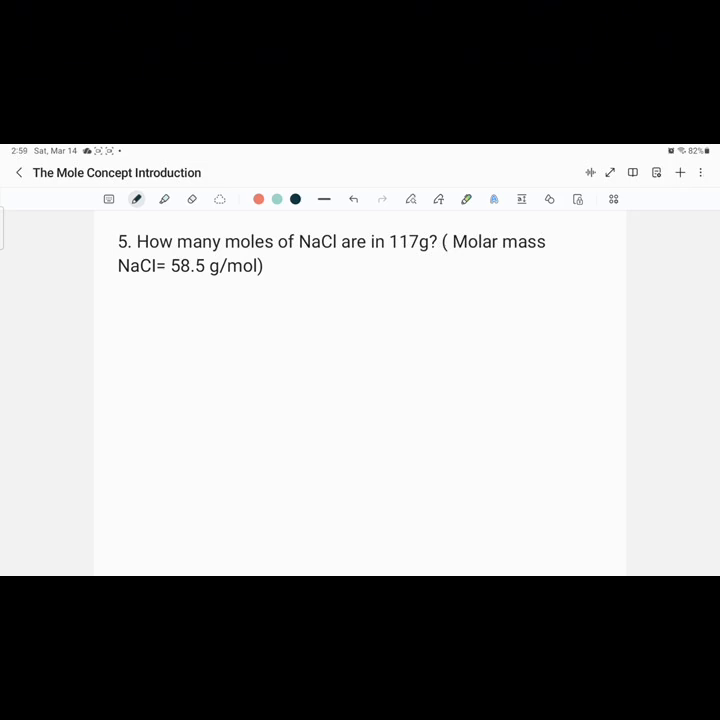So we have the molar mass of NaCl, which is 58.5. So we know that we have been given a mass and a molar mass, and we want to find the number of moles. Our formula we're using is n equals mass over molar mass. The mass is 117 grams over molar mass, which is 58.5 grams per mole. Grams cancel out grams, leaving us with just moles, and your answer is going to be 2 moles.